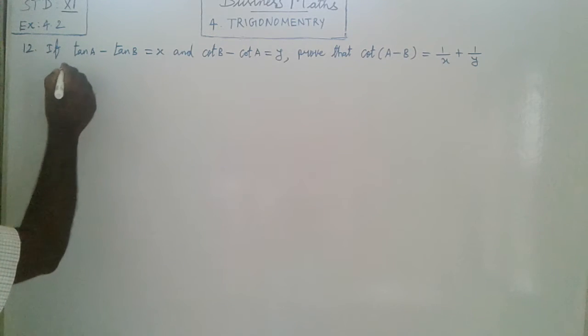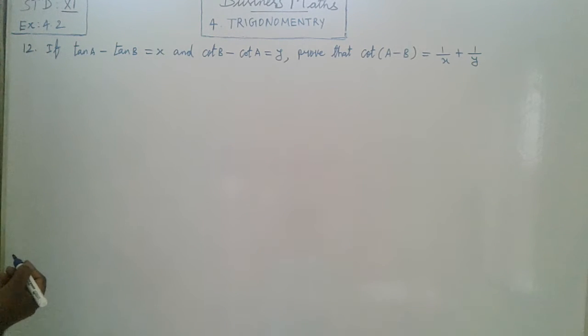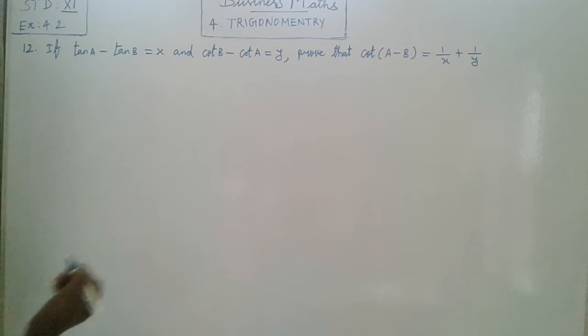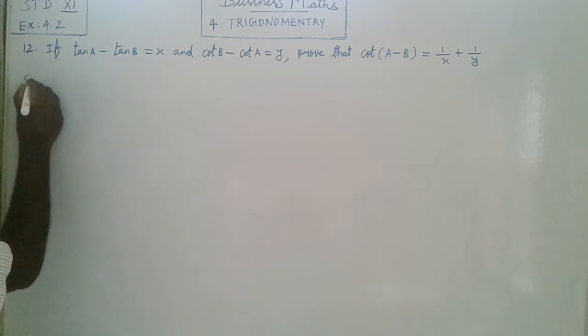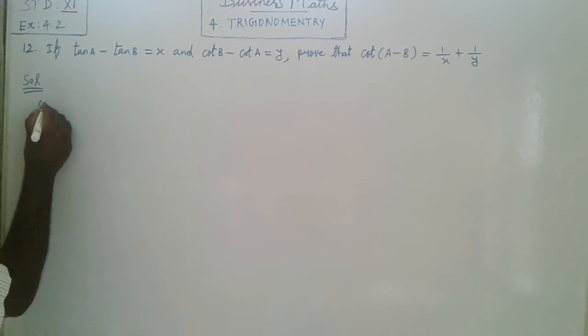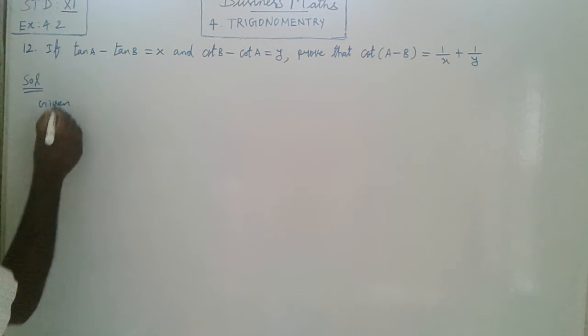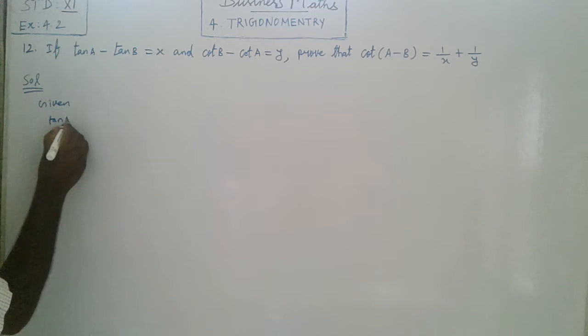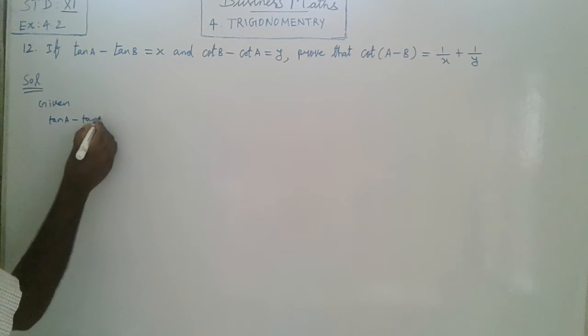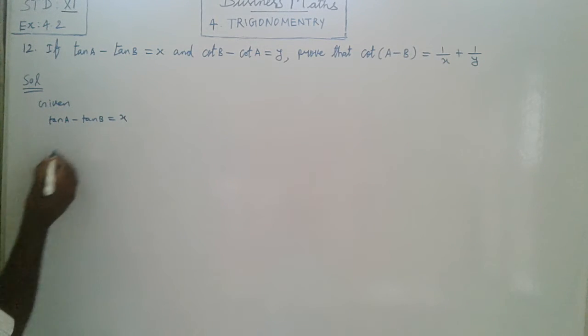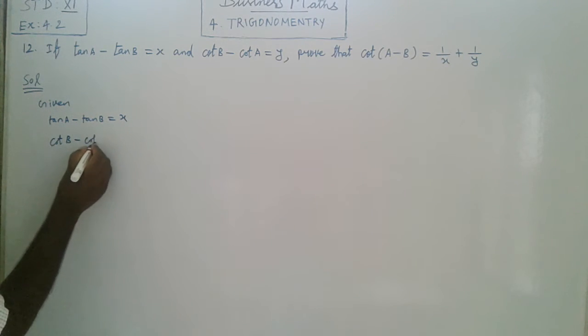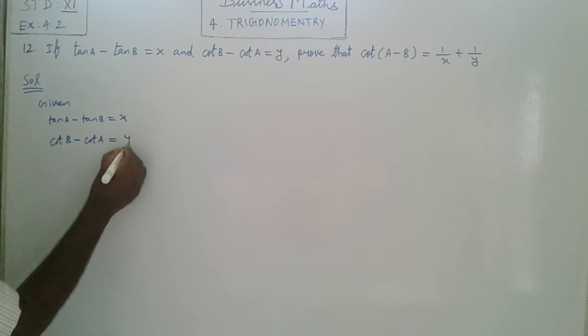Question number 12. If tan A minus tan B equal to x and cot B minus cot A equal to y, prove that cot(A minus B) equal to 1 by x plus 1 by y. We have to prove. Solution. Given tan A minus tan B equal to x. Next, cot B minus cot A equal to y.